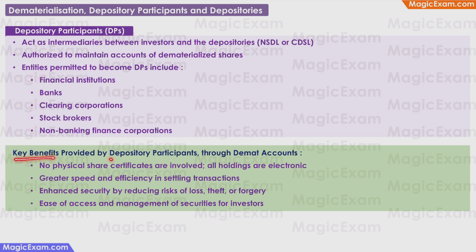The key benefits provided by depository participants through Demat accounts are that no physical share certificates are involved because all holdings are electronic. And this ensures greater speed and greater efficiency in settling transactions. There is also enhanced security by reducing the risks of loss, theft, or forgery of the share certificates, because the electronic documents are safer than the physical documents. And there is also increased ease of access and ease of management of securities for the investors, who can just log into their accounts to manage them.